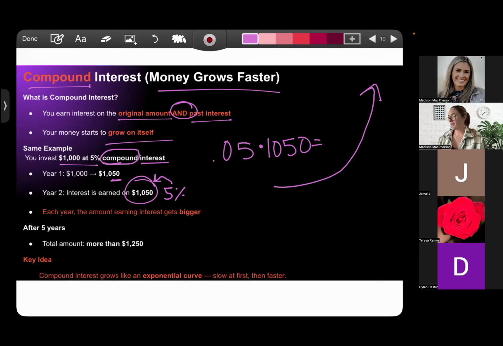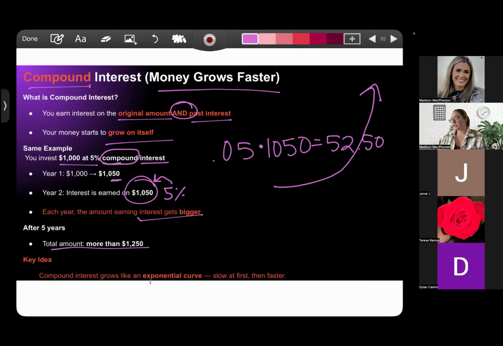We're making 52.50. So we're making a little bit more. So each year, the amount that you make is going to increase. Okay? So your interest keeps getting bigger. After 5 years, your total amount is going to be much higher than that 1250 that we were going to have with the simple interest.